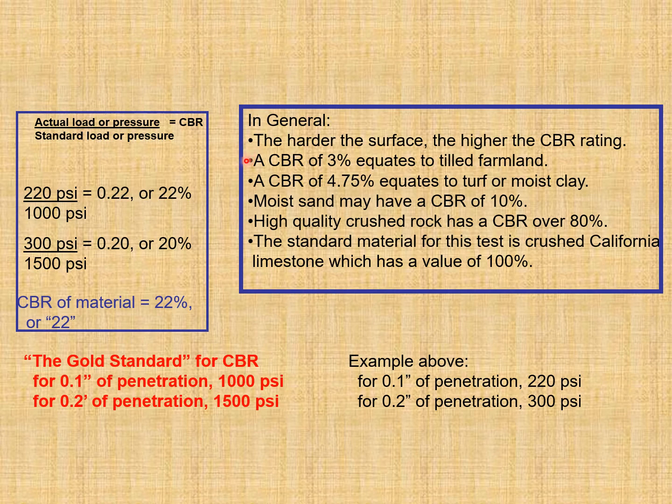A CBR of 3% equates to tilled farmland. A CBR of 4.75% equates to turf or moist clay. Moist sand may have a CBR of 10%. High quality crushed rock has CBR over 80%. The standard material for this test, and this point is important, is crushed California limestone, which has a value of 100%, obviously.